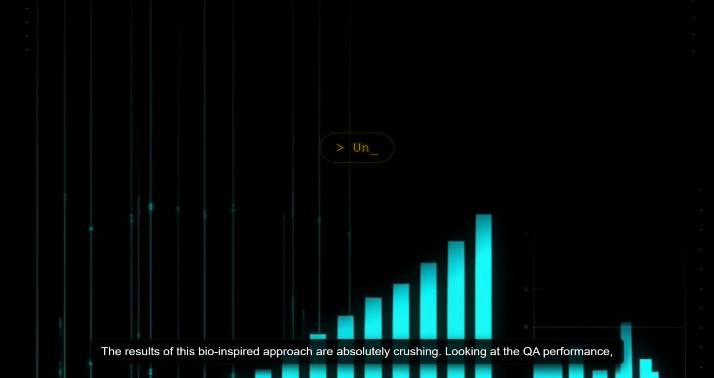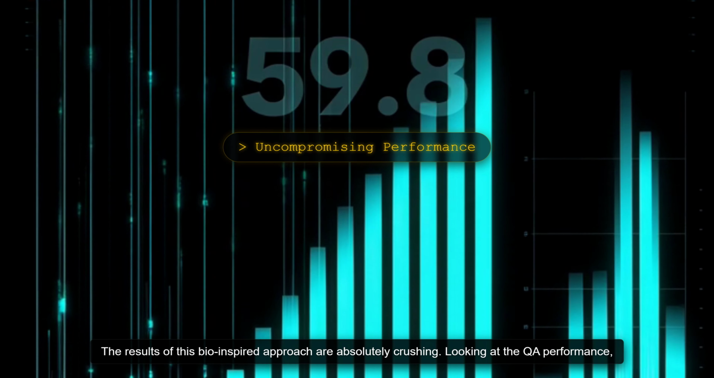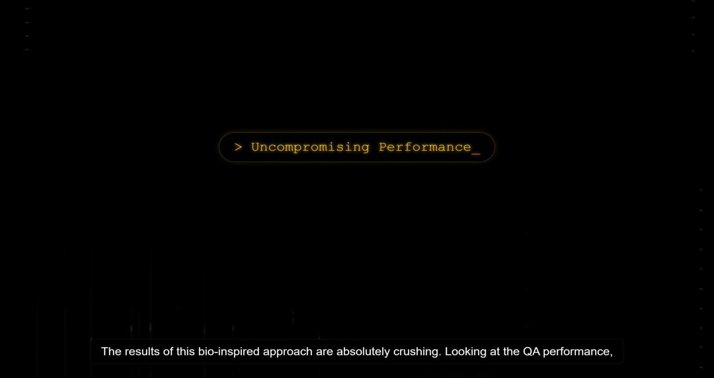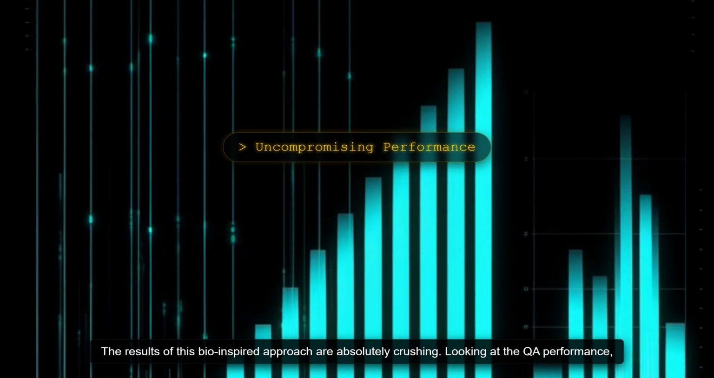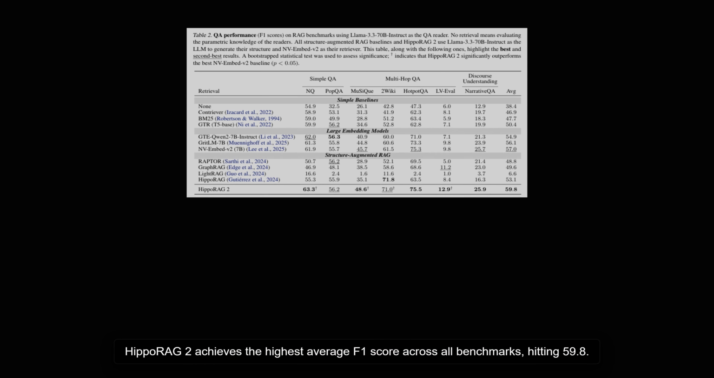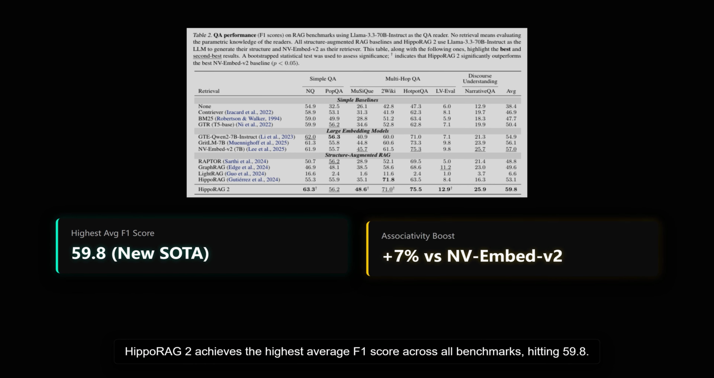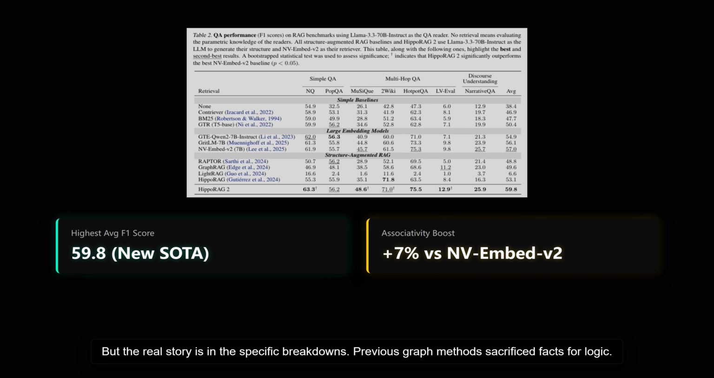The results of this bio-inspired approach are absolutely crushing. Looking at the QA performance, HippoRAG 2 achieves the highest average F1 score across all benchmarks, hitting 59.8. But the real story is in the specific breakdowns. Previous graph methods sacrificed facts for logic. HippoRAG 2 refuses to compromise. In complex associativity tasks, it outperforms NV-Embed v2, a massive 7 billion parameter embedding model, by a staggering 7% margin.